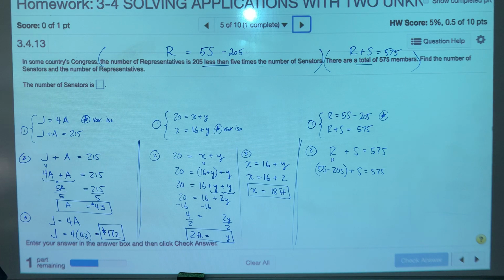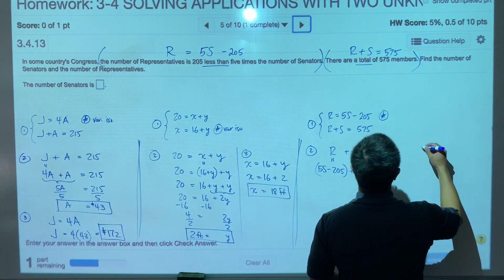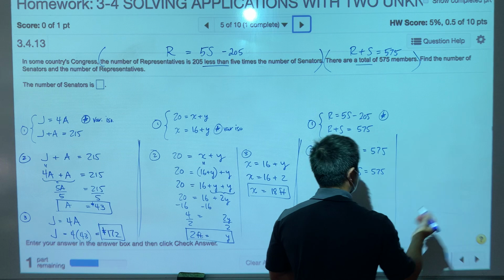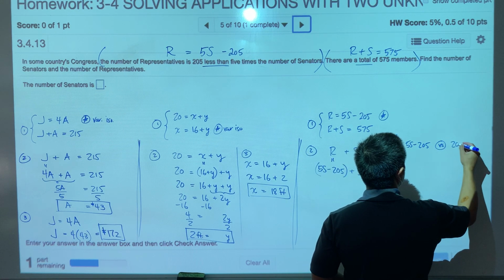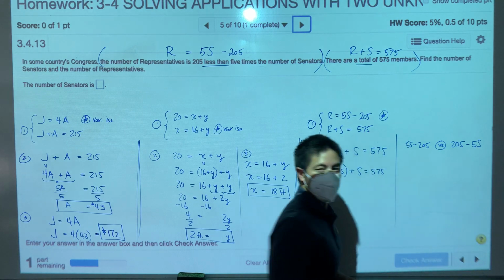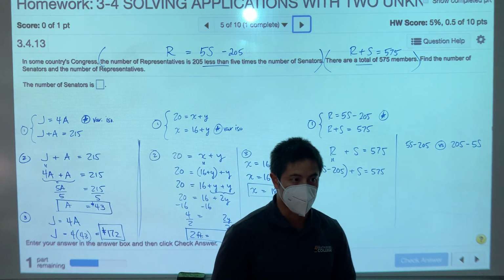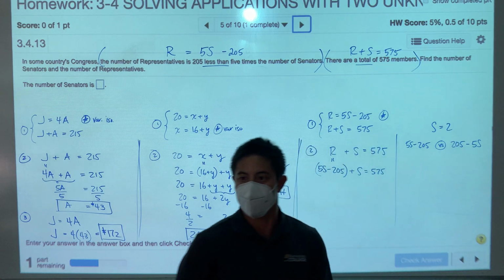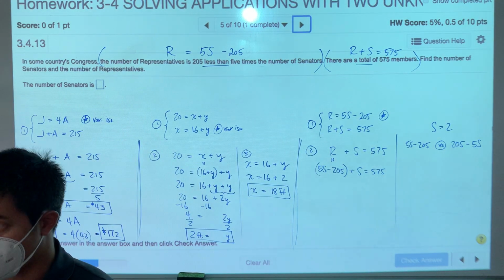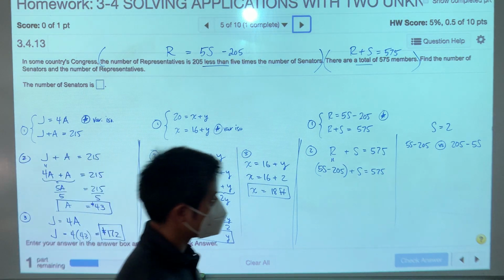Why couldn't you put the 205 minus 5S? Let's actually talk about that. Let's give you an example. Let's compare these two, because I think that's a very valid question. That's what you're asking? Yes. What's the difference between the two? Well, let's just use a basic example. Let's say that S equals 2. There's 2 senators. Theoretically, those should equal the same thing if they're equivalent.